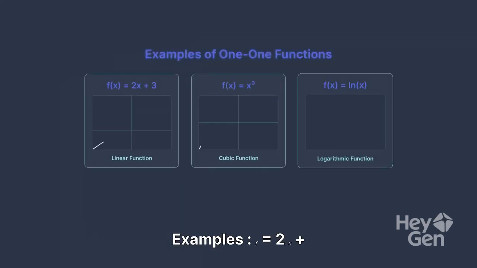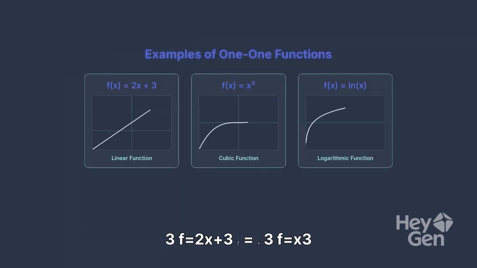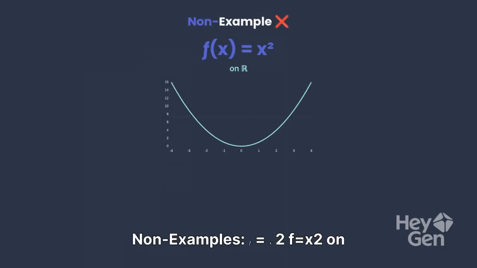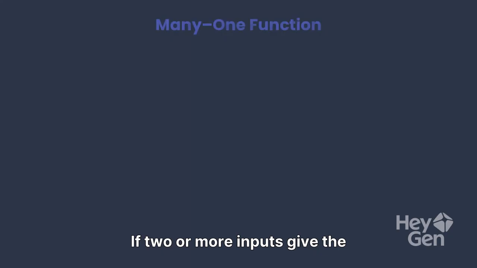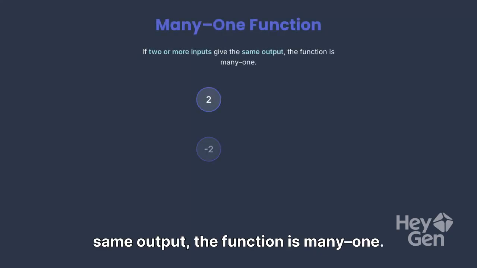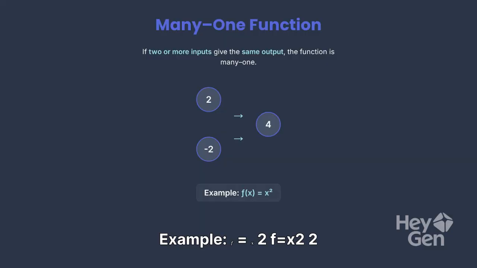Examples: f(x) = 2x + 3, f(x) = x³, f(x) = ln x. Non-examples: f(x) = |x|, f(x) = x² on R. If two or more inputs give the same output, the function is many-one. Example: f(x) = x², where 2 and -2 both map to 4.